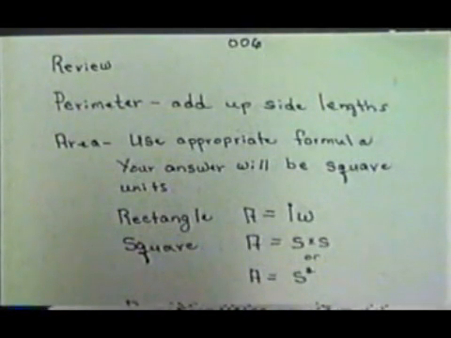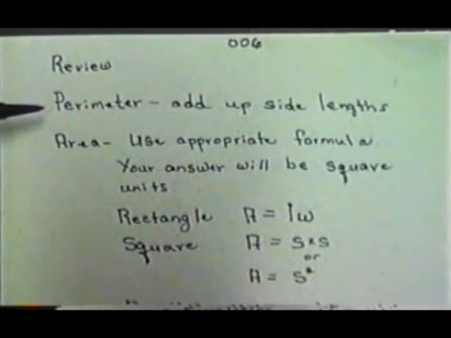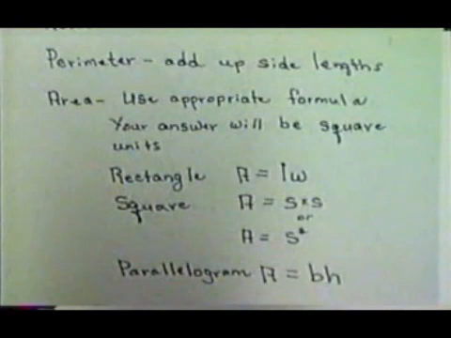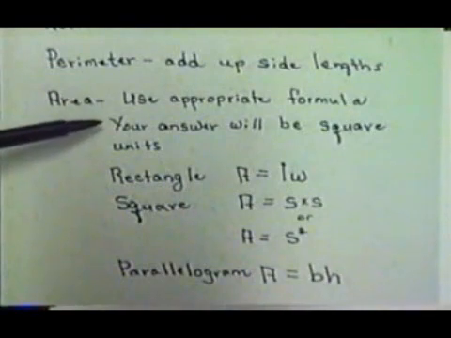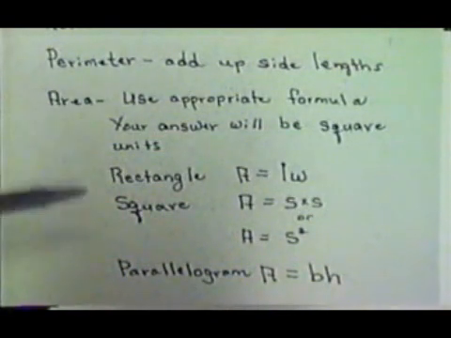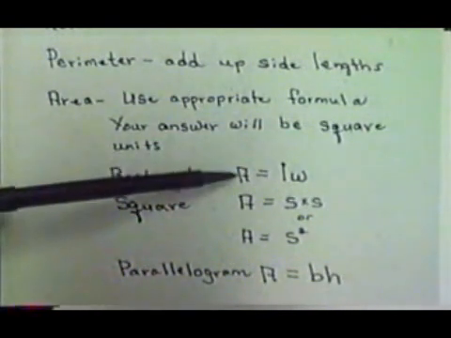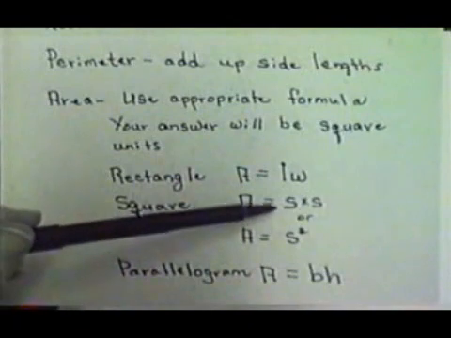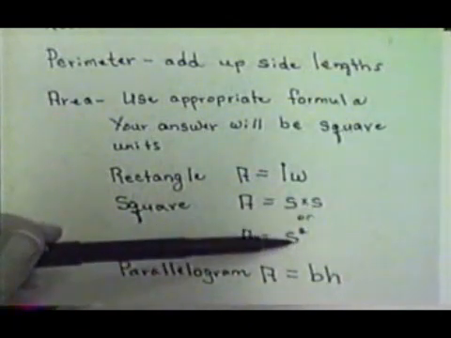Let's review for a minute. To find the perimeter, you add up all your sides. To find the area, you use the appropriate formula. Your answer will be square units. Now, we've only learned how to find the area of 3 figures, and all of these figures were quadrilaterals. To find the area of a rectangle, its area is length times width. To find the area of a square, it's side times side, or you could say side squared.